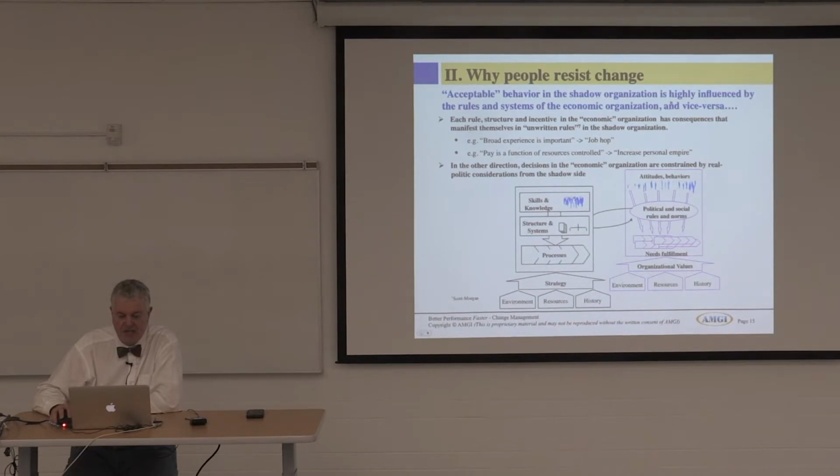Acceptable behavior in the shadow organization is highly influenced by the rules of the system and the economics. These are the unwritten rules. There are the written procedures and there are the unwritten rules. In the shadow, broad experience is important. Job hopping might actually be respected. Bringing people in from the outside, they may not promote from within. Pay is a function of resources controlled, which could increase personal empire.